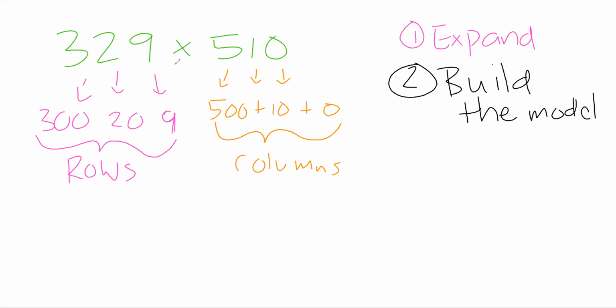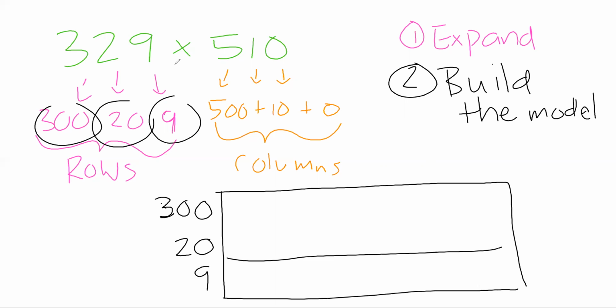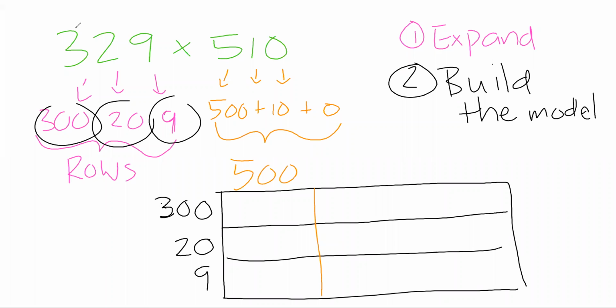So our model, again, is an array. An array consists of rows and it consists of columns. So I have 1, 2, 3 rows. So I'm going to have a row of 300. I'm going to have a row of 20. I'm going to have a row of 9. Right? So boom, there's my rows. And I'm multiplying this by my columns. So I have a column of 500, a column of 10, and a column of 0.